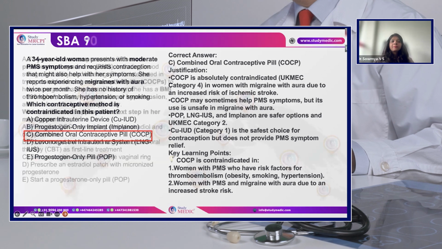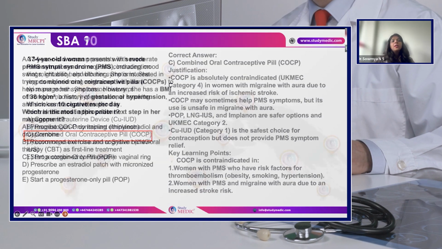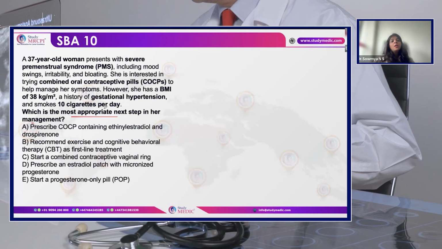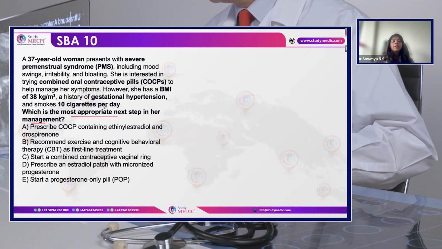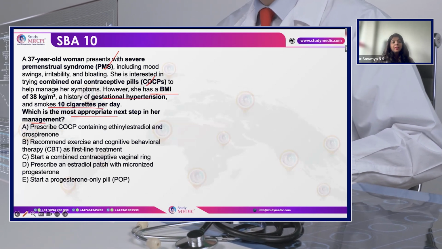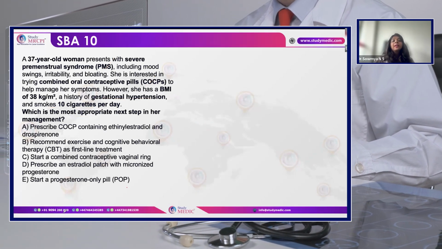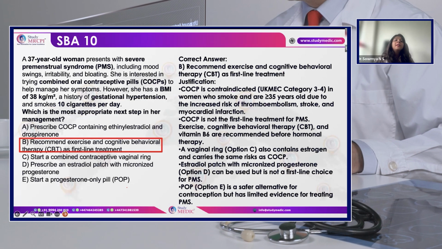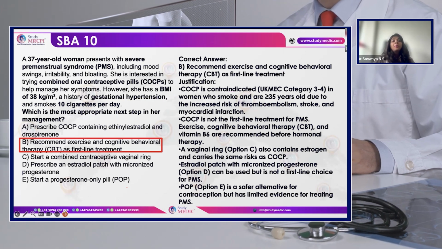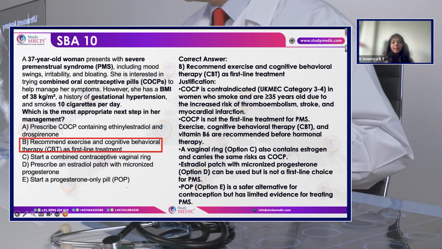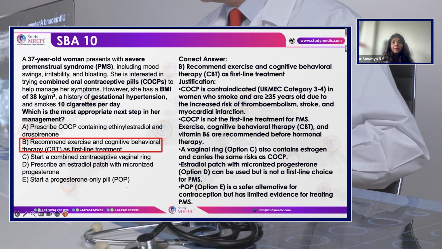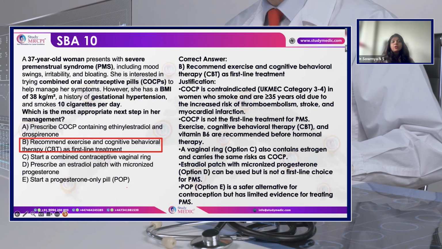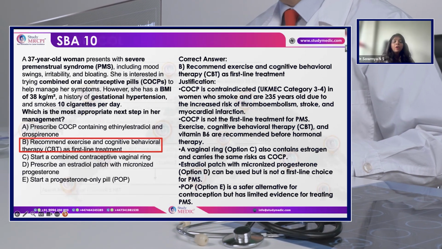The next one, most appropriate next step in management: 37-year-old, severe mood swings, irritability, bloating, history of hypertension, smokes. So even though she wishes to have that, you cannot give COCP here. And the best bet you would choose is to first recommend exercise and CBT as first line treatment, right? Because recommending her OCPs would probably be risky for her, a smoker with a higher BMI who had gestational hypertension. So just remember these things, where to give what.